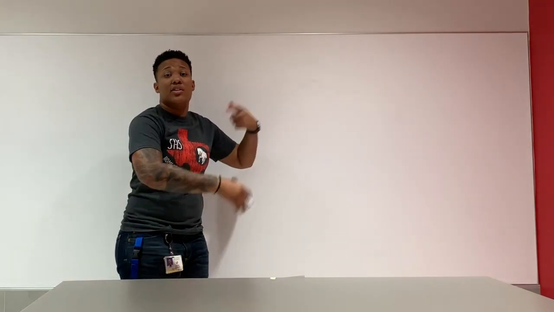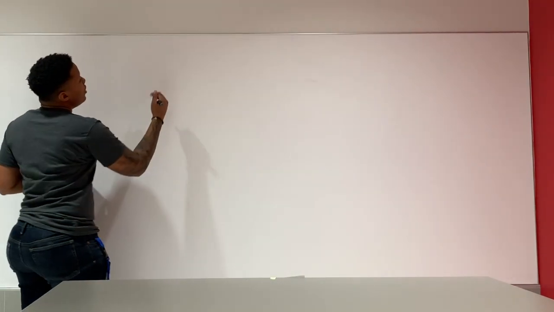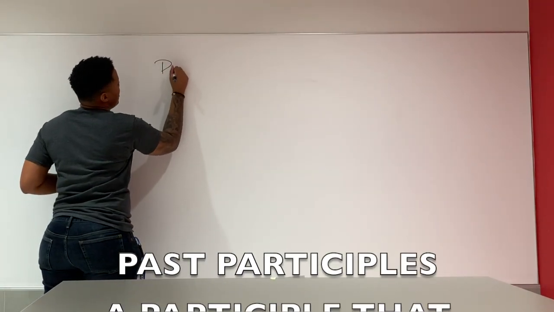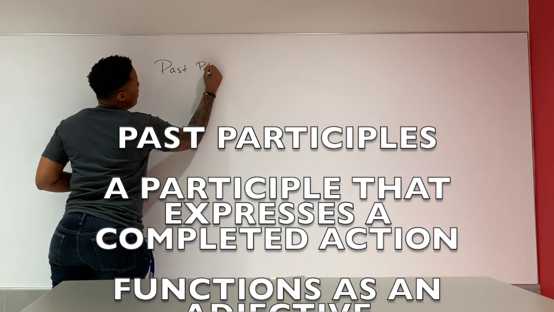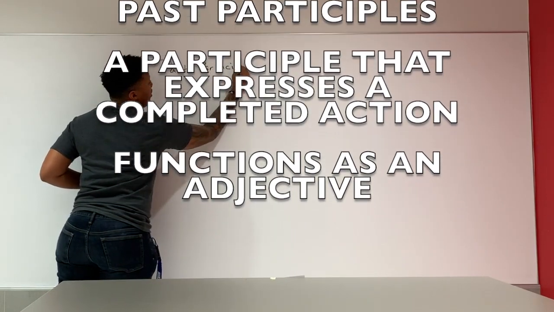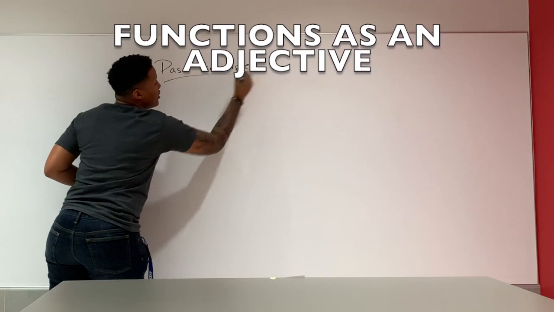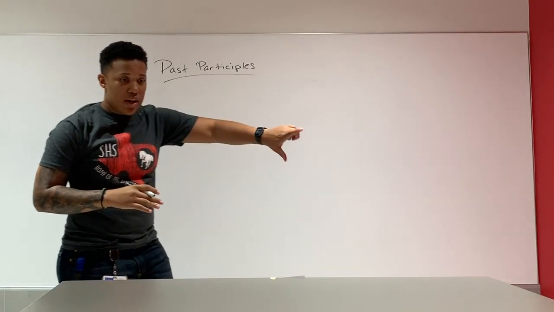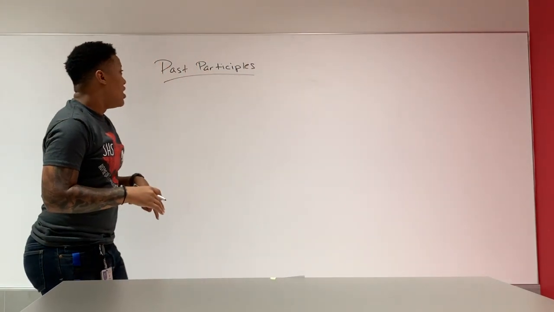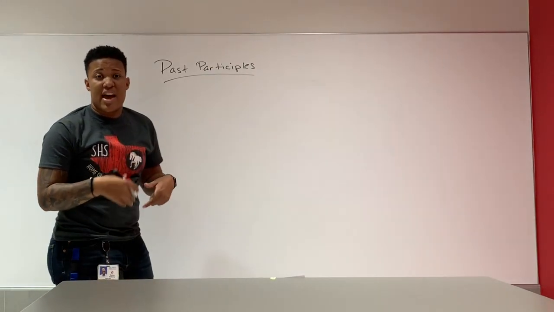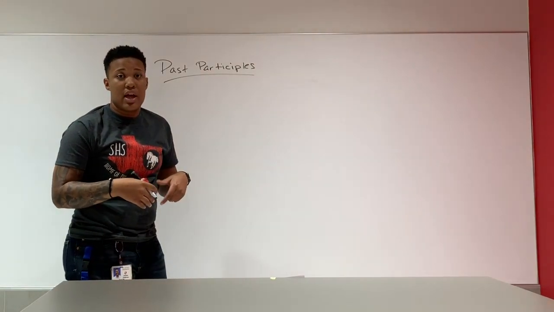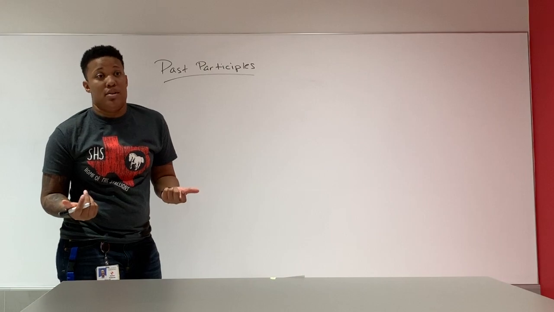Okay, so just like we have present participles that describe what someone's actually doing, sometimes you want to describe something that's already happened. So we call these past participles. Now, just like our regular present tense participles, these are still going to function as adjectives, meaning they're still describing something. It's just describing something that's already happened.